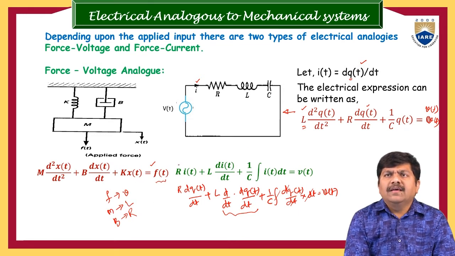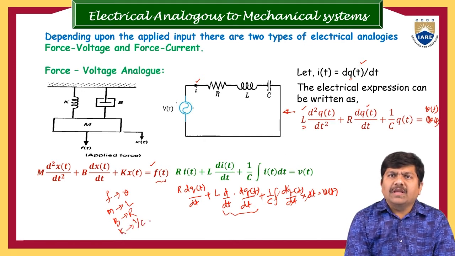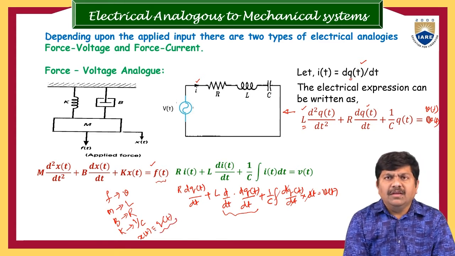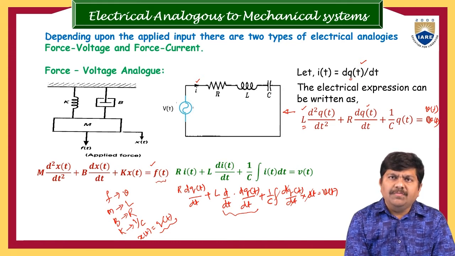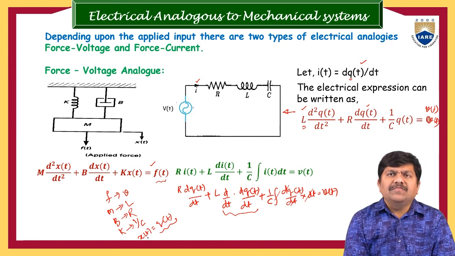And the last one, if you compare this last simple term, 1/C into q(t), with k into x(t), what is this here? Now k becomes the reciprocal of the capacitance, and this holds good if x(t) is assumed to be the charge. If the charge is the output in the electrical system, then that will be the equivalent of the displacement in the mechanical system, that is x(t).